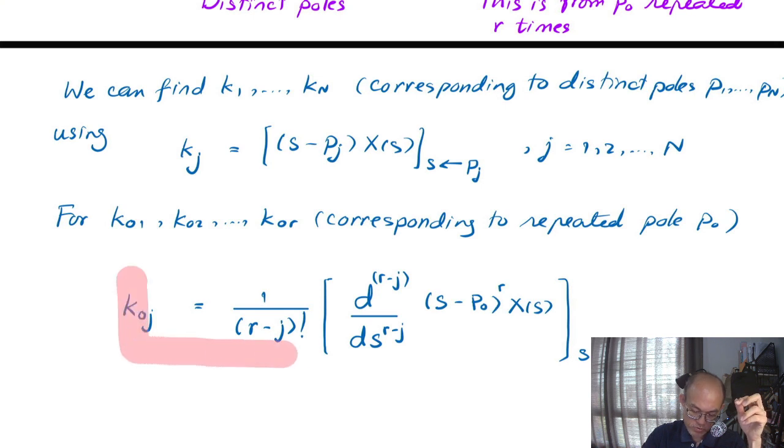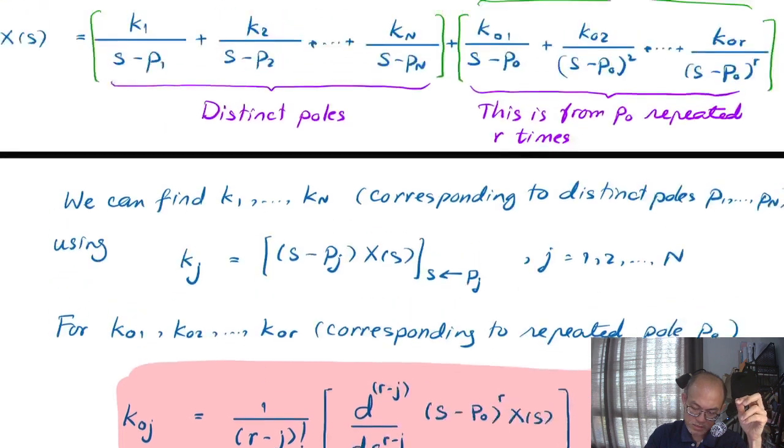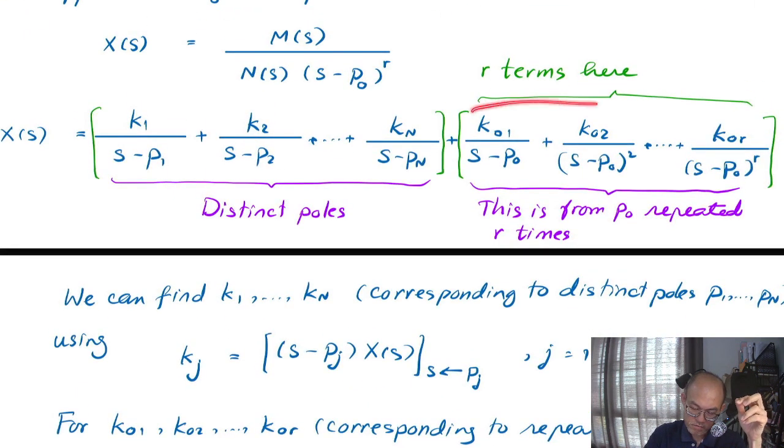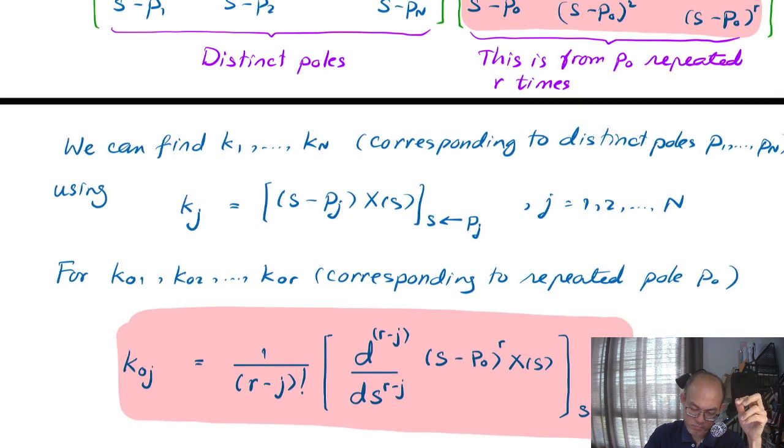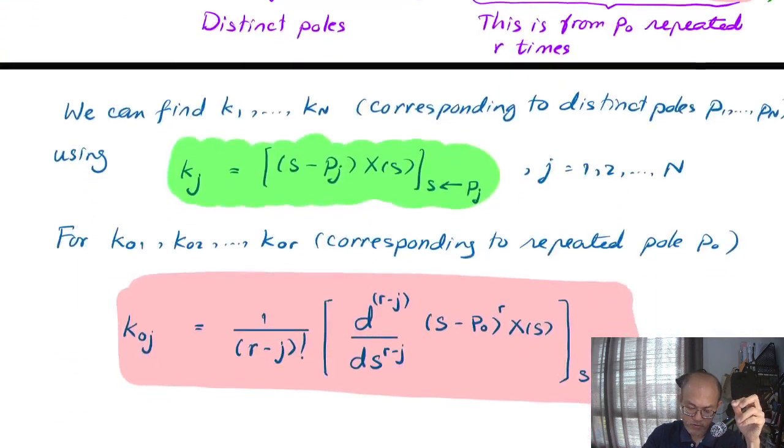Okay, so this is for the repeated poles. This is for this section. For this section, we are focusing on this section here to find the k's that correspond to the repeated pole. Now to find k that corresponds to the distinct poles here, we use this formula, and this is for the green ones. Okay.